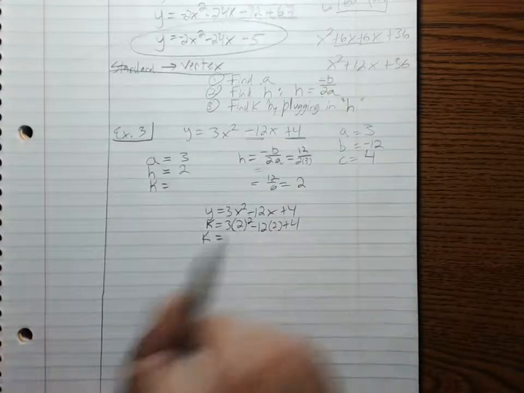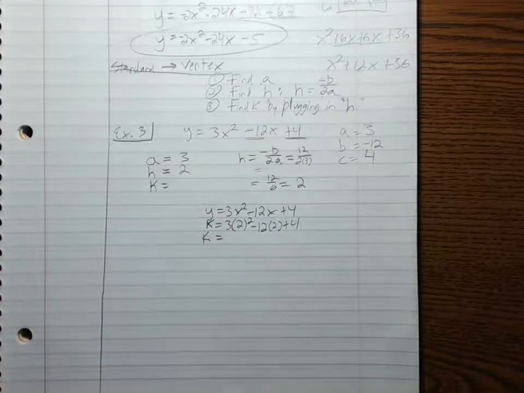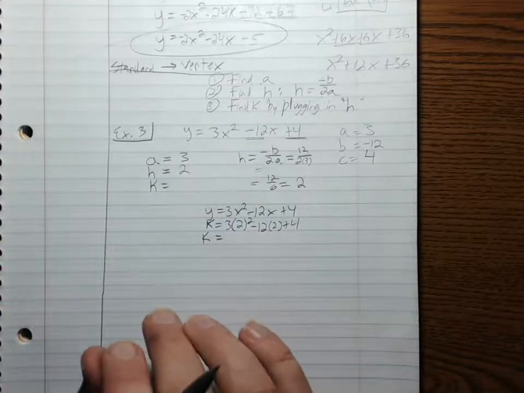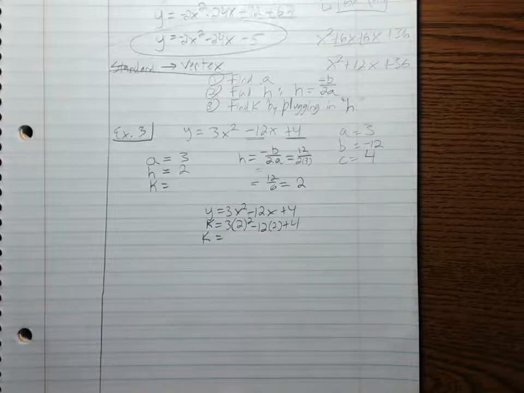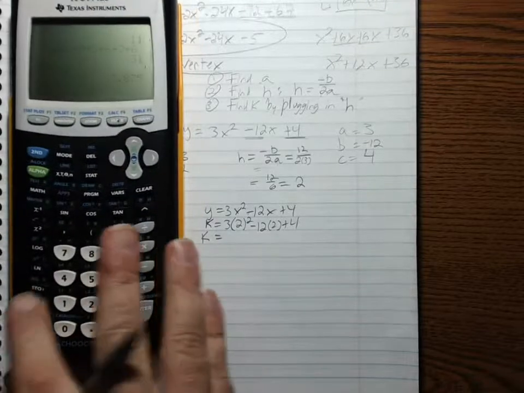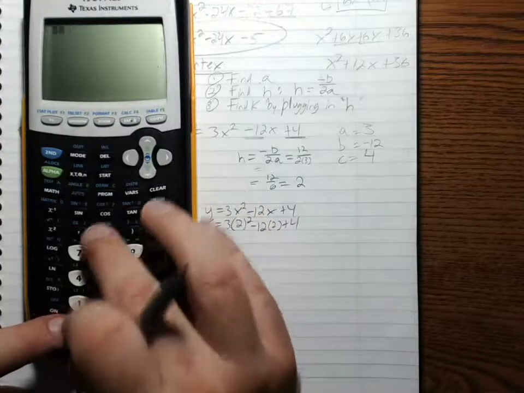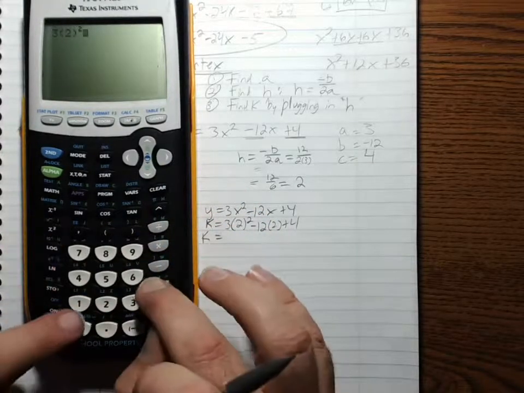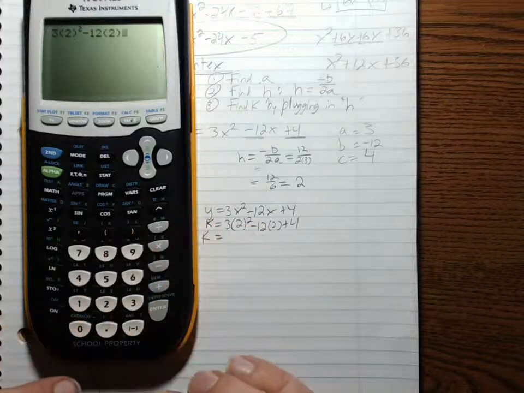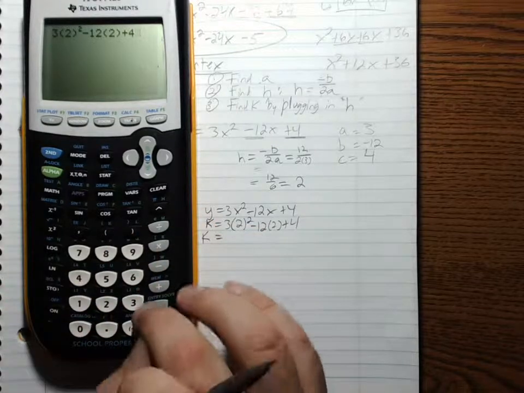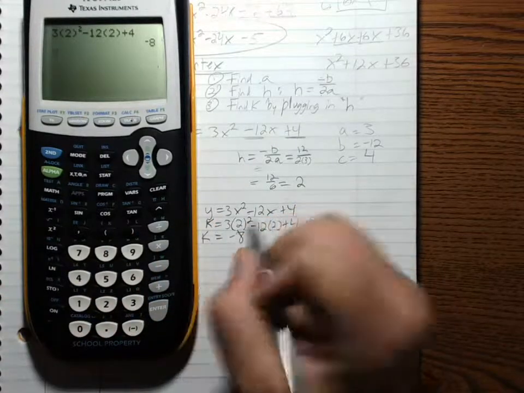And honestly, if I really wanted, I could simply type all of that into the calculator. There's no solving. It's just PEMDAS. So let me show you right here. We've got 3 times 2 squared minus 12 times 2 plus 4. I hit enter and I get k is negative 8.